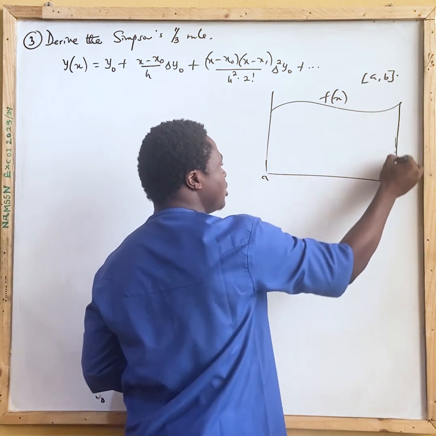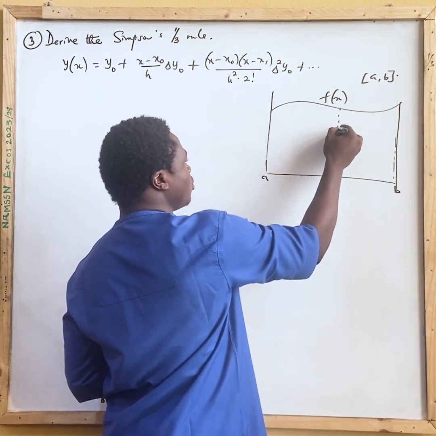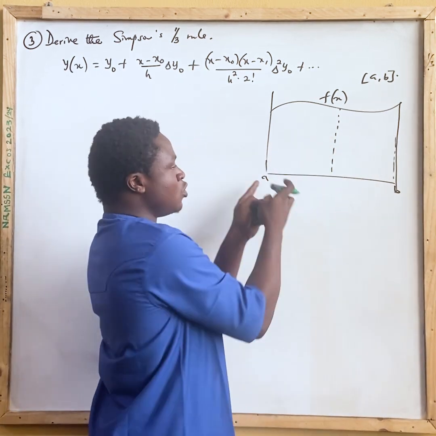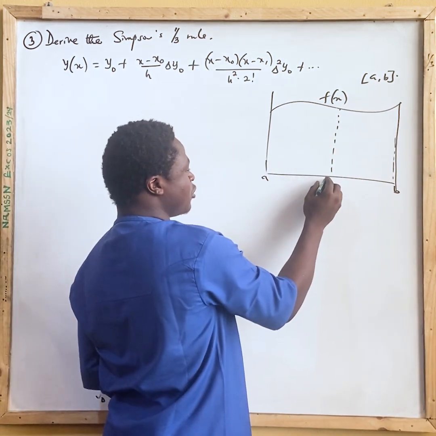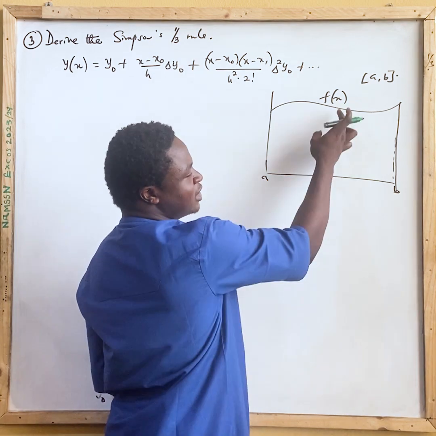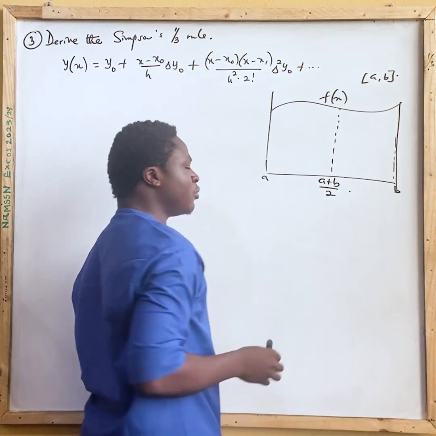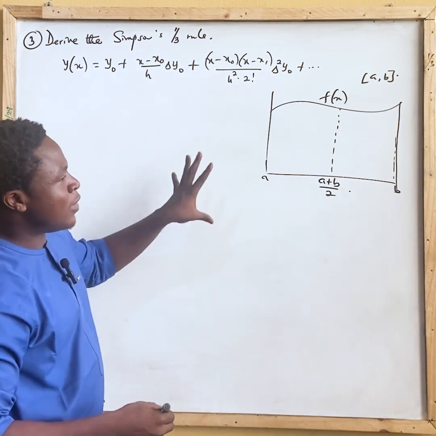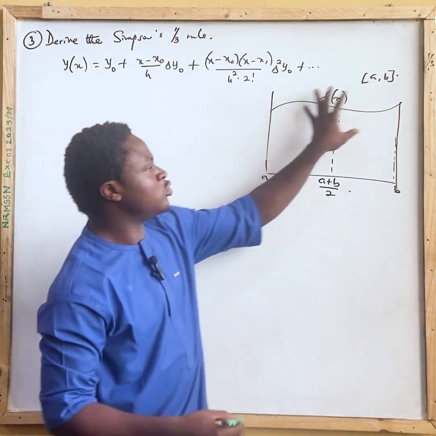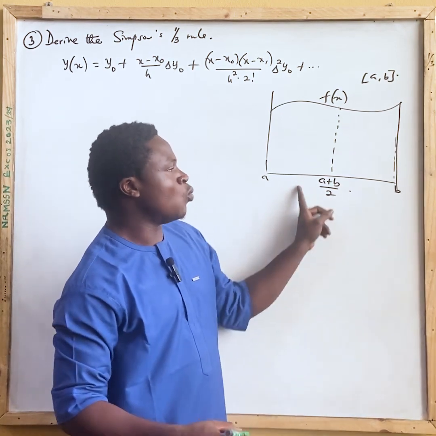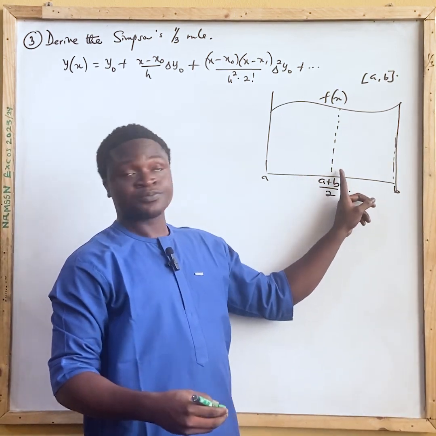So this is our B. I'm breaking it into 2 intervals. So 1, 2. So I have 3 points basically. 1, 2, 3. Of course, this point here is the midpoint, so I can say it is A plus B over 2. So this is what we are doing. We want to integrate our function over an interval going from A to B, taking one step at the midpoint.